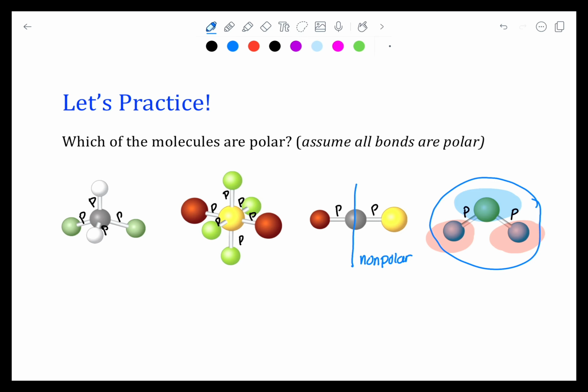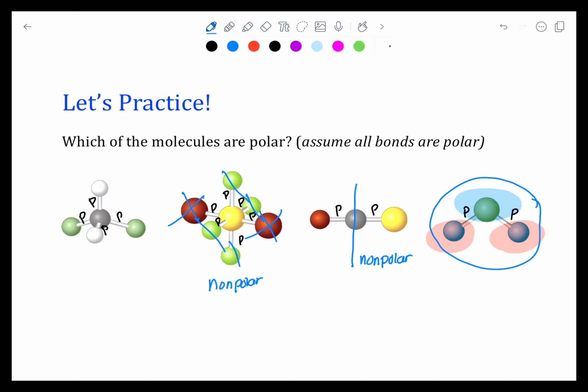Okay. This second one here, all the greens are in the same plane being pulled at 90 degrees from each other, so those essentially cancel each other out. And then the two red atoms cancel each other out as well, because they're being pulled in equal but opposite directions. So because all of those atoms' polarities essentially cancel out, this is also a non-polar molecule. Okay, so that's also basing it off of their symmetries.